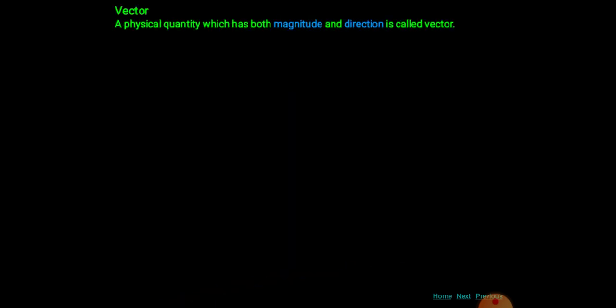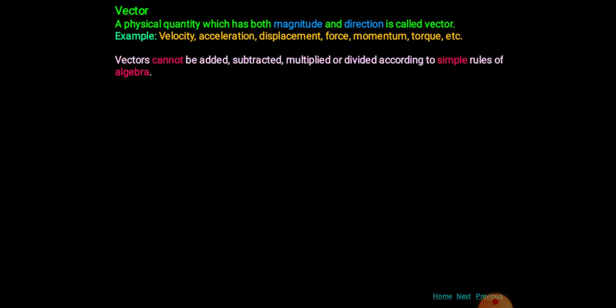Now let us try to understand the vector and its types. A vector is a physical quantity which has both magnitude as well as direction. It is called a vector. The examples of vectors are velocity, acceleration, displacement, force, momentum, torque. All these require direction. So a vector is a physical quantity which has both magnitude as well as direction.